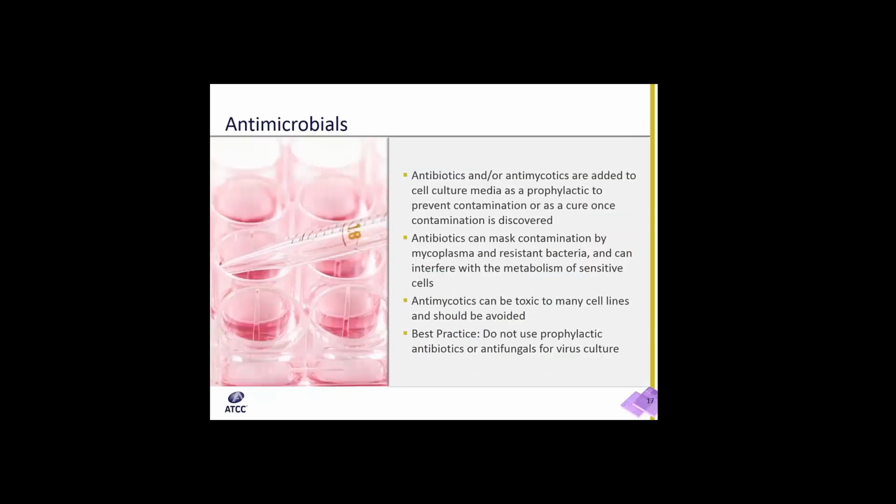Antimicrobials. Now, routine use of antibiotics or antimycotics for cell culture is really not recommended unless they are specifically required. So when are they required? People have used them as a prophylactic to prevent contamination or as a cure once contamination is discovered. At other times, antibiotics are used for maintaining selective pressure on transfected cells. Antibiotics can mask the contamination of mycoplasma as well as resistant bacteria, and they can interfere with the metabolism of sensitive cells.